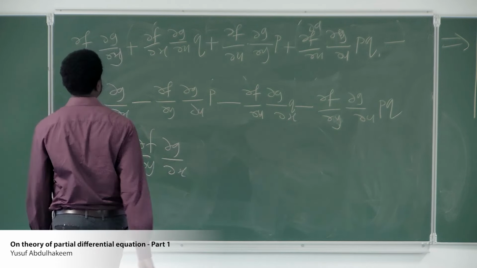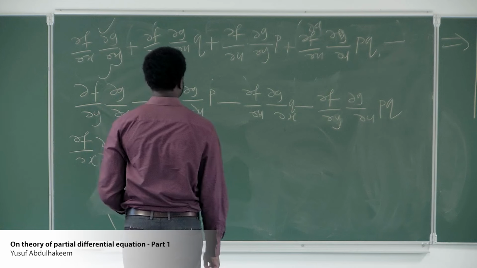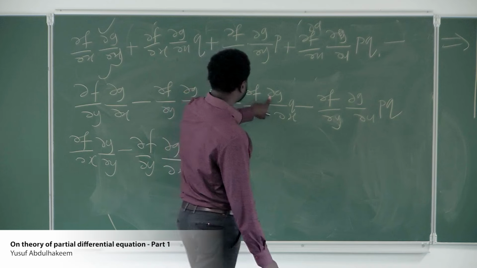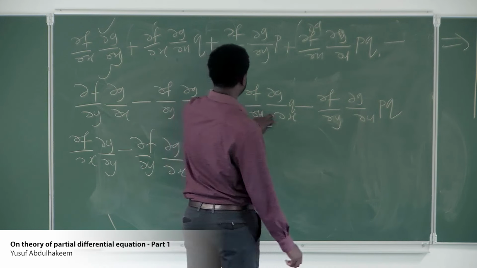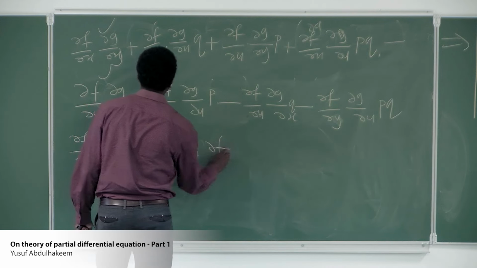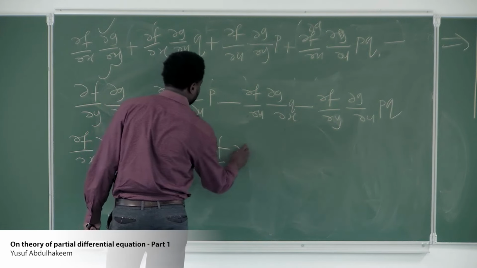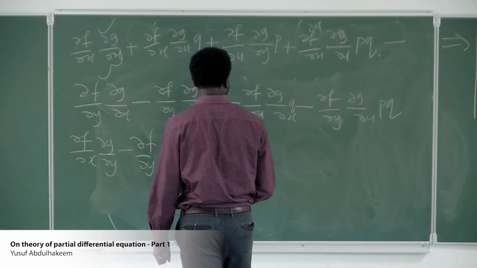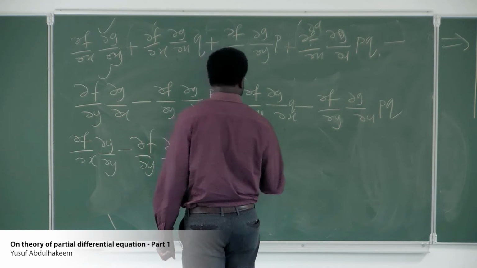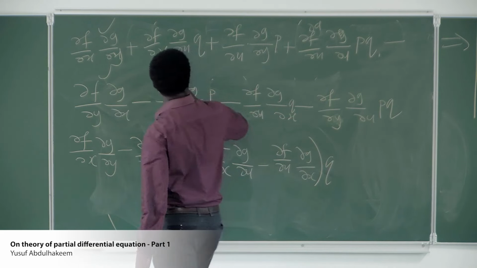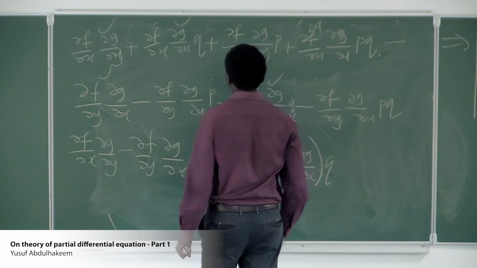Then the next one is now going to give us ∂f/∂x ∂g/∂u, ∂f/∂u ∂g/∂x. So we can bring this and this together. We can see they all have a q in common. So we are going to have plus ∂f/∂x ∂g/∂u minus ∂f/∂u ∂g/∂x. We can do this so that we have this. So that means this one and this one.